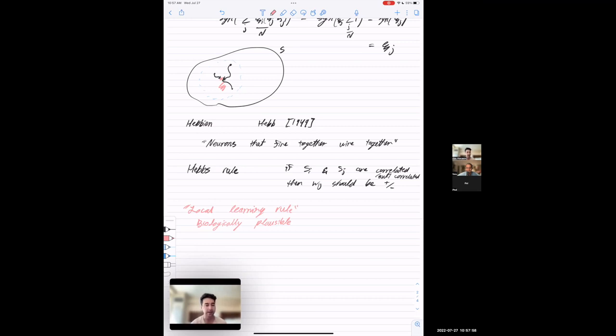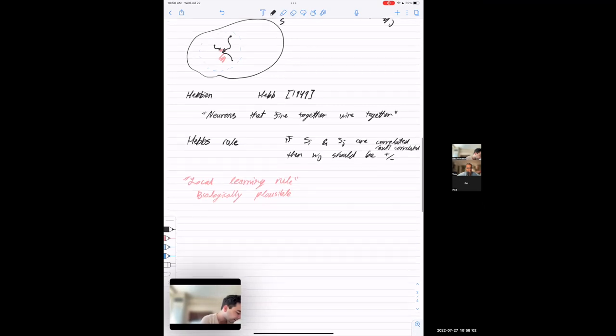So that's Hebb's rule, and what that manifests itself as is that the simplest way to manifest Hebb's rule is to say W_ij is proportional to the product of the patterns of activations of those respective neurons. I'll just divide by 1/n, but that 1/n is sort of irrelevant. It's just convention here. That's Hebb's rule for a single pattern.